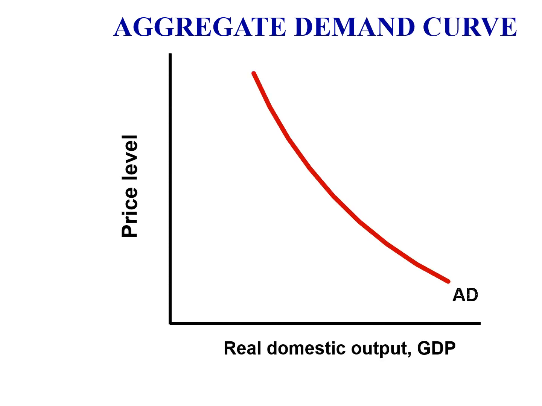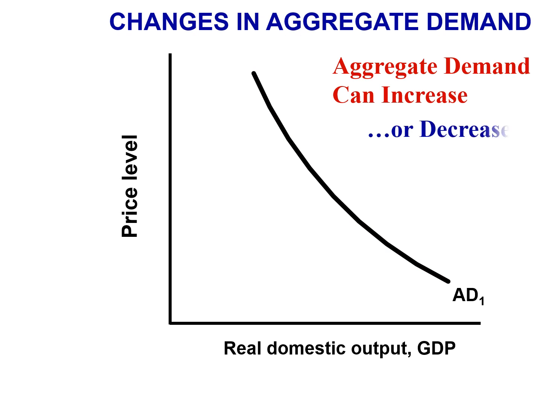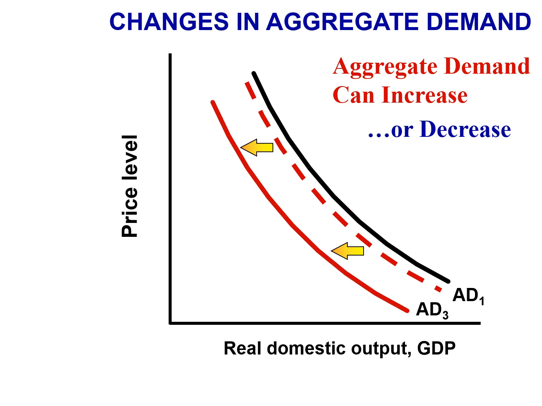Obviously, aggregate demand could also decrease. So if we started here at AD1, the red aggregate demand curve, and something happens which causes aggregate demand to decrease, there's going to be an initial shift to the left, an initial decrease, and then the multiplied effect, which ultimately shifts aggregate demand from AD1 to AD3. Now let's talk about the factors in the economy which would shift aggregate demand.